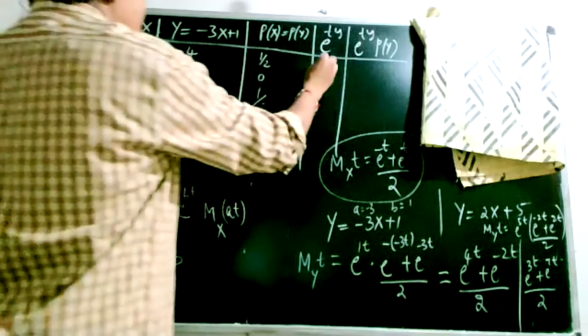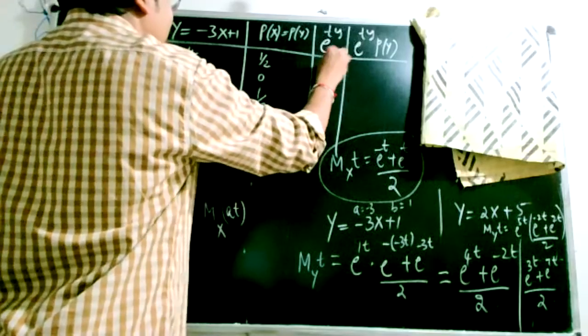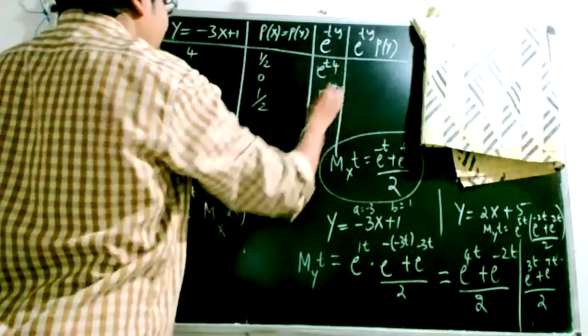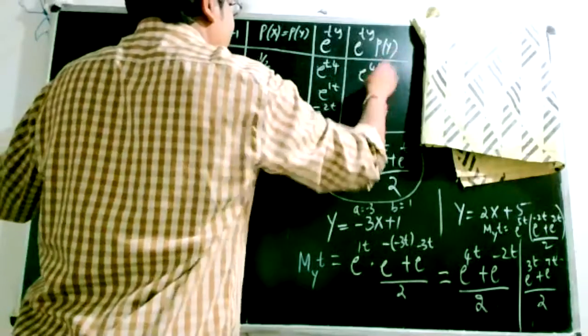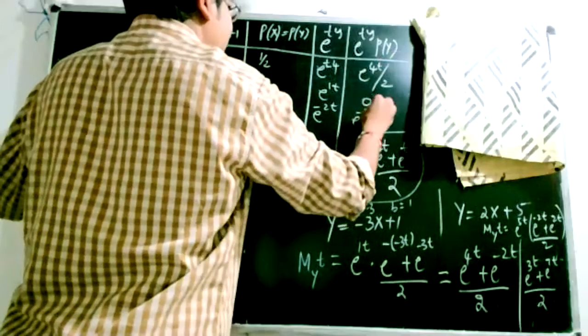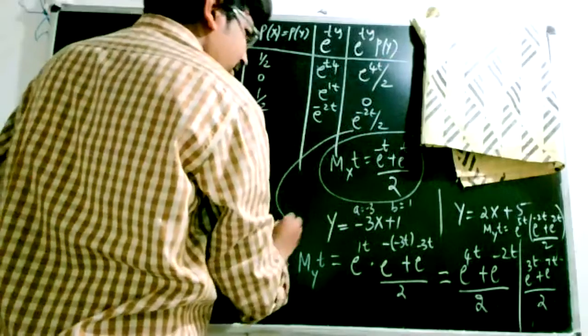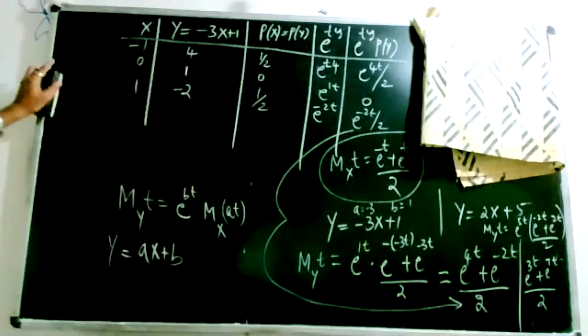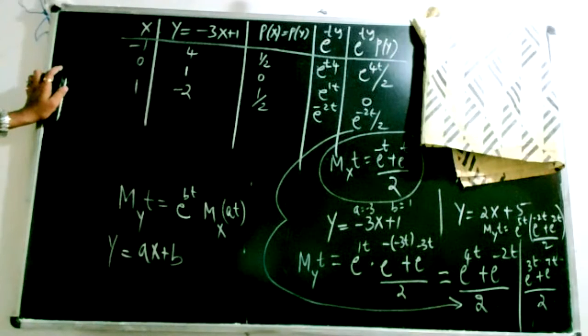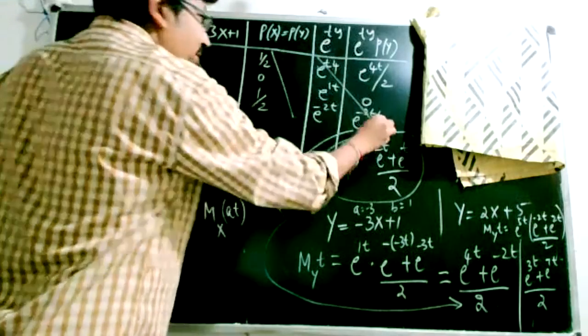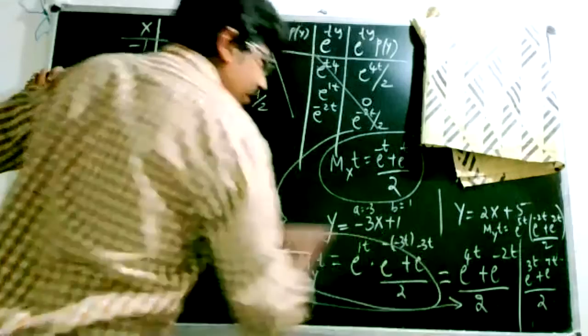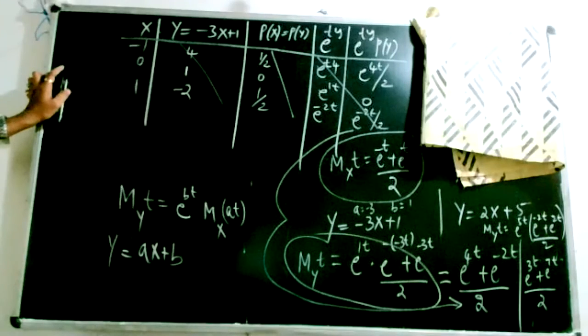Now e power yt will be e power 4t, e power 1t, e power minus 2t. That multiplied by the probability will give us this. So when I add, see, I'm getting the same e power 4t plus e power minus 2t divided by 2. So without knowing what is y, what is the probability of y and doing the calculations, we could easily obtain the MGF of y using the property. So that's why we need the properties of MGF.